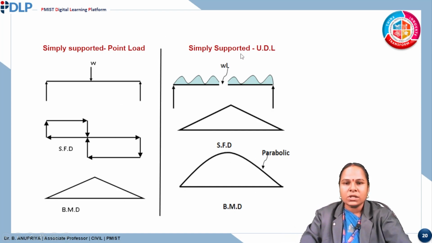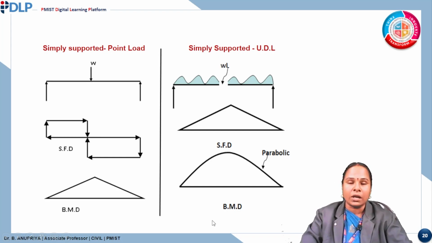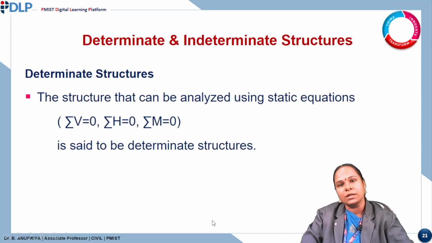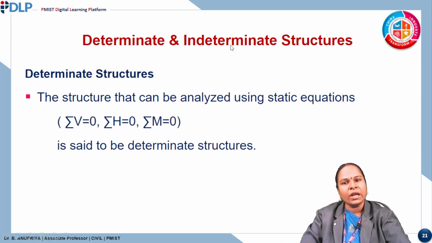This shear force and bending moment diagram is an easy pictorial representation for identifying where shear is maximum and where bending is maximum, so that we can analyze the section more easily for reinforcement details and other analysis. We have two types of structures: one is called determinate, and the other is called indeterminate structures.